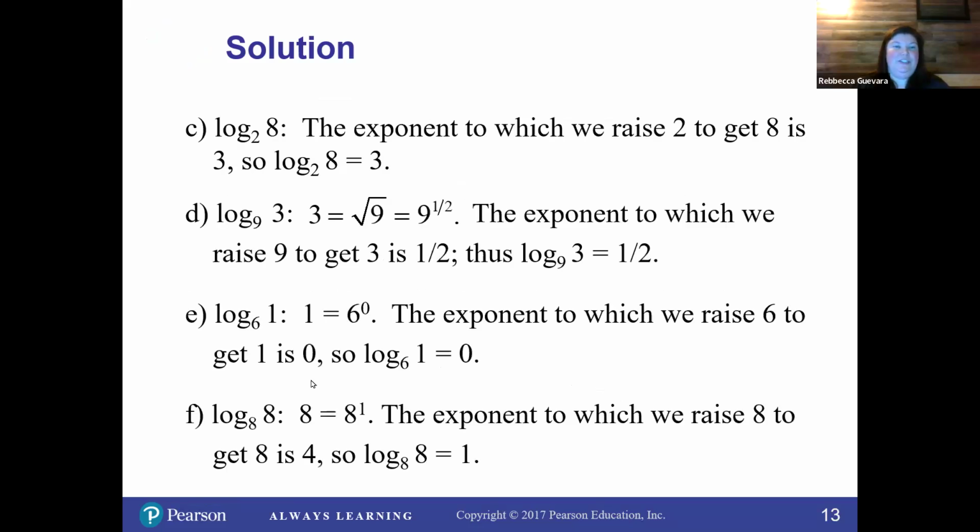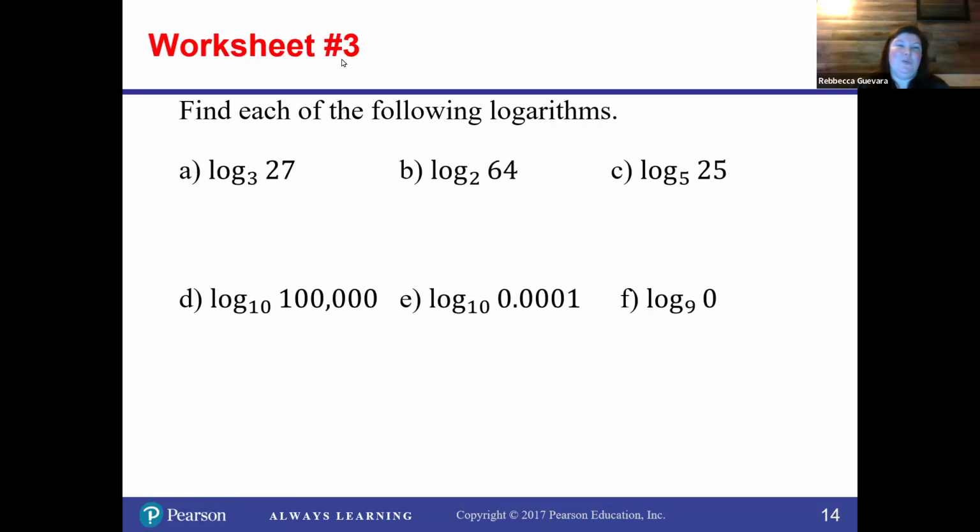So worksheet number 3, once again, pause and work on these. You have log base 3 of 27, log base 2 of 64, log base 5 of 25, log base 10 of 100,000, log base 10 of 0.0001. And then, what power can I put on 9 that's going to give me 0? So log base 9 of 0.